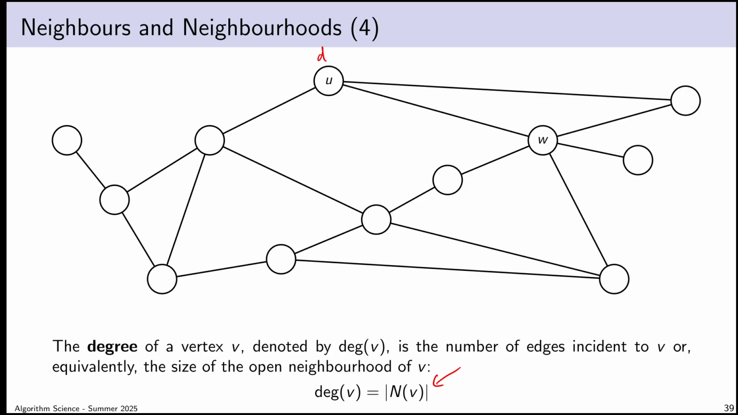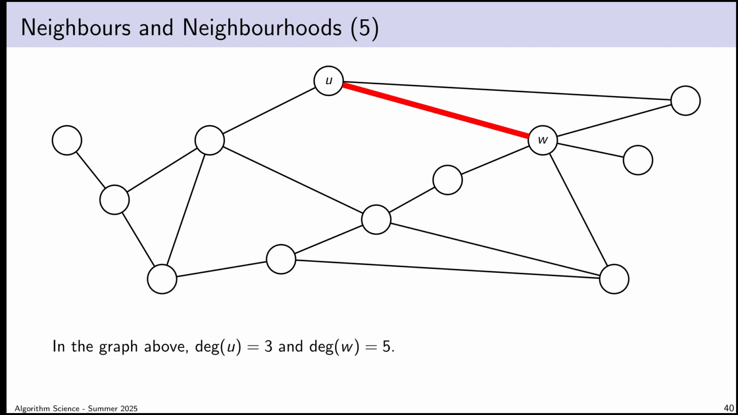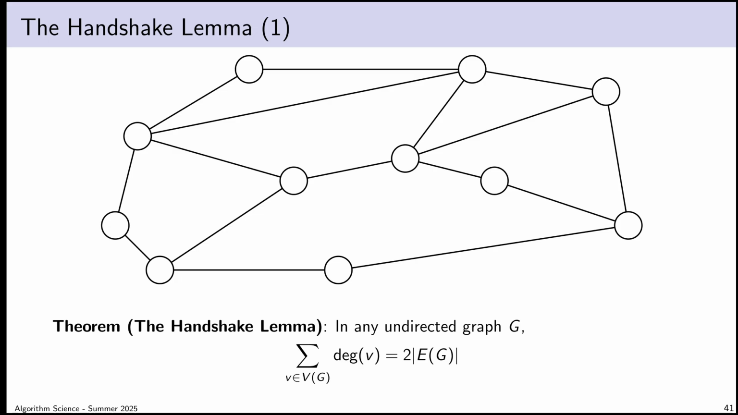So if we look at the degree of this vertex U, the degree of U is 1, 2, 3. And if we look at vertex W, the degree of W is 1, 2, 3, 4, 5. All right, and the slides will hopefully confirm what I just said. There we go. The degree of U is 3 and the degree of W is 5. I don't know that we need this edge to be highlighted red, but there you have it. And we're ready for a theorem.